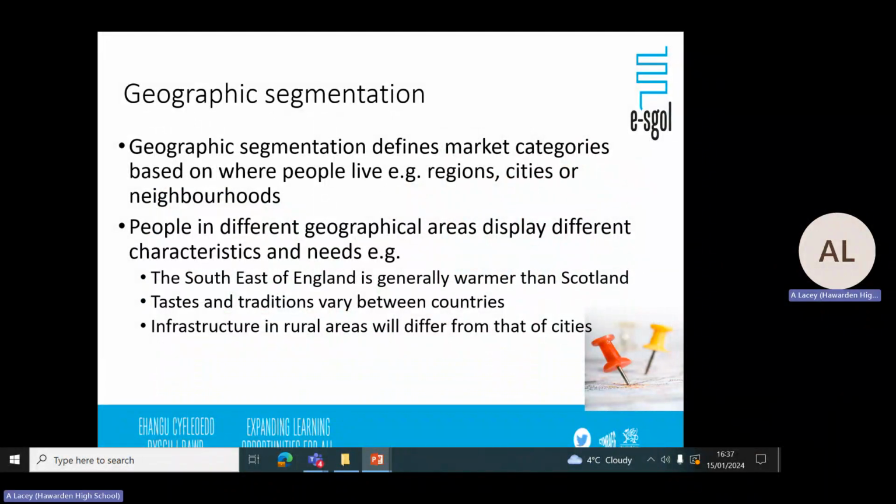Okay, so I hope that gave you a little bit of market segmentation in context to an actual business. So looking at geographic market segmentation, it's where you define market categories based on where people live. So regions, cities, countries, neighbourhoods, and people in different geographical areas have different characteristics and needs. So the southeast of England is generally warmer than Scotland, for example. Tastes and traditions vary between countries. Infrastructure in rural areas would differ from that of cities. And businesses need to take these into consideration and decide what sort of segmentation they are wanting to do.